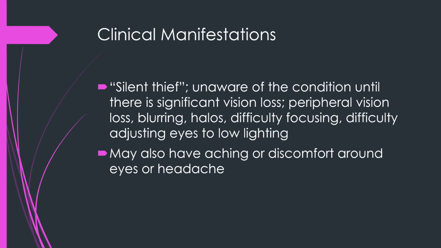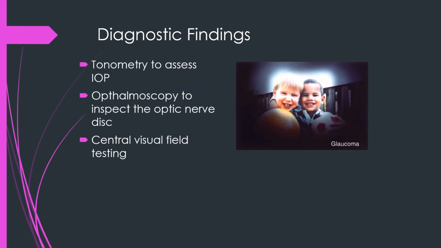Glaucoma is often called the silent thief of sight, as many patients are unaware of their diagnosis until they note vision loss or changes. Patients may also have aching eyes and headaches. Diagnostic testing establishes the category of glaucoma, extent of optic nerve damage, and formulation of a treatment plan. Use of tonometry to assess intraocular pressure and ophthalmoscopy to inspect optic nerve disc and visual testing rule out other ocular diseases.